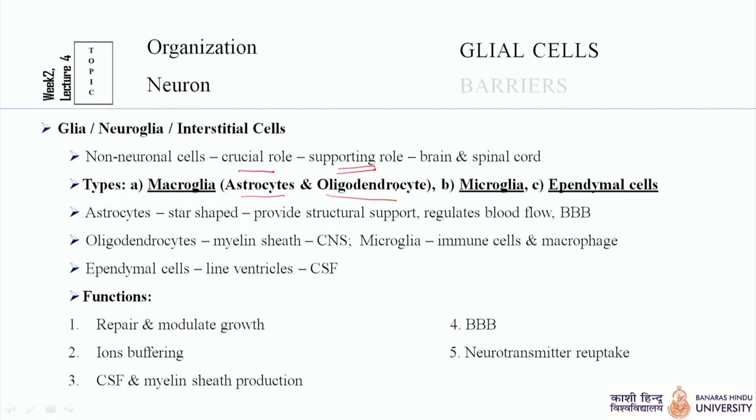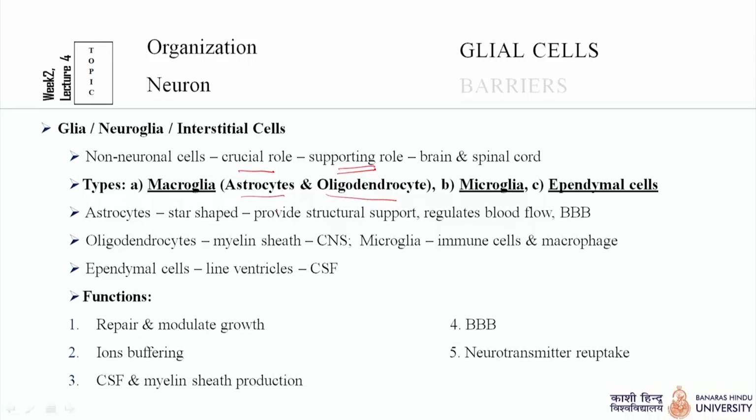The astrocytes, the name suggests astro. You might have heard of astronomy, astrology. These are all related with the stars. In the same way here, astrocytes: cytes means cell, astro means star shaped. So the shape of the cell looks like a star. That's why they have given the name astrocytes. The important function of the astrocyte is it provides structural support, it regulates the blood flow to the brain, and it participates in the blood-brain barrier.